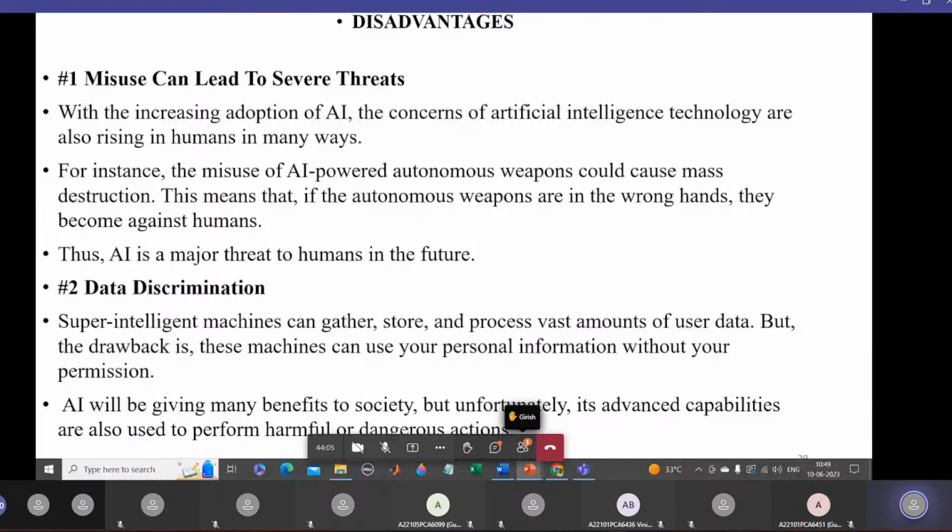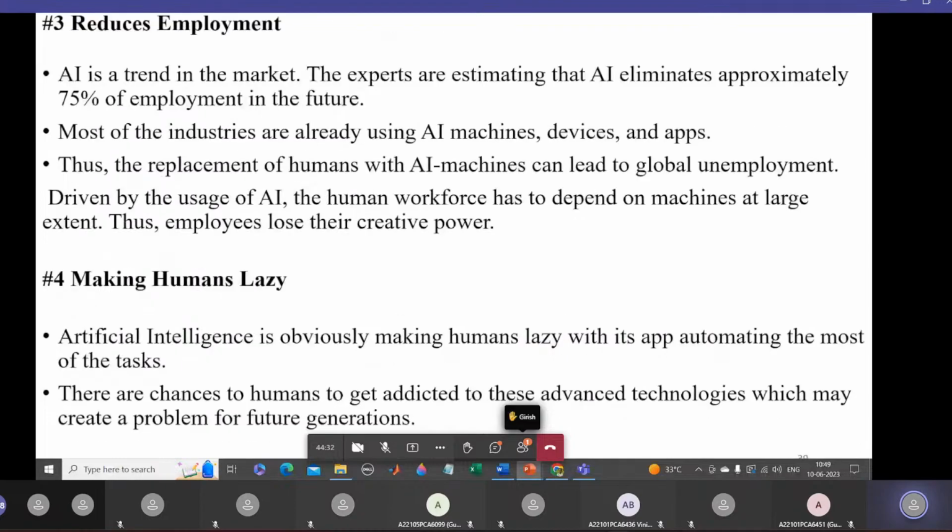And data discrimination: you have a super intelligent machine, so it can gather, store and process huge volumes of user data, but the drawback is that sometimes it uses your personal information without your permission. They will be giving many benefits to society, but unfortunately its advanced capabilities are also used to perform harmful or dangerous actions, and it reduces employment.